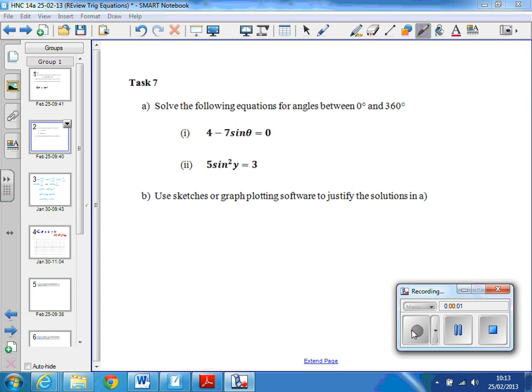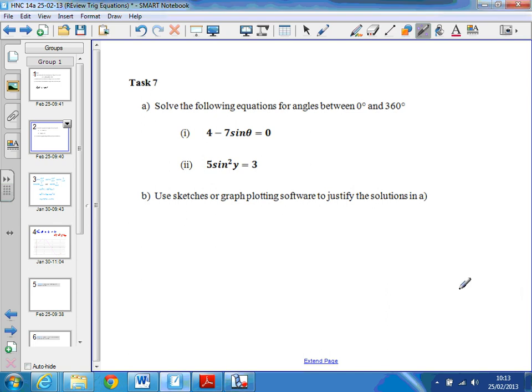Okay, so assignment 2, task number 7, is all about solving equations that involve trigonometric functions, sine functions, for example. These are the two they want you to have a go at. Use sketches or graph plotting software, so Autograph would be ideal for this, to justify the solutions in part A. I'll talk about that when we look at some examples. So let's have a look at one or two examples.